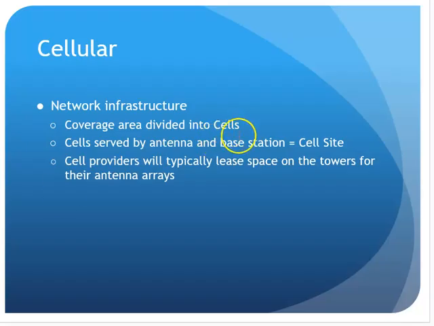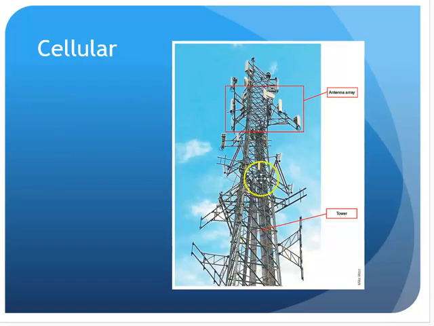Your coverage area is divided into cells, and those are basically created by putting a cell site at 3 different locations to create that cell. Cell providers will typically lease space on the tower for their antenna. So if you see a tower up there, there might be 2 or 3 different carriers up there with their antenna arrays, their panel arrays. This tower might be owned by one company, but you have 3 or 4 different cellular companies renting or leasing space on that tower.